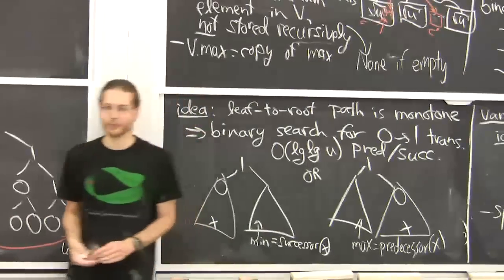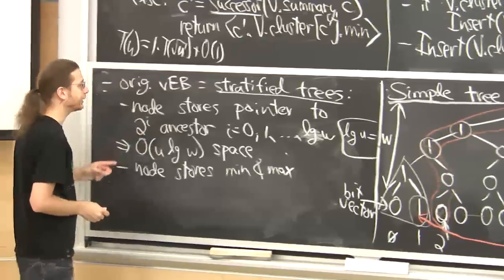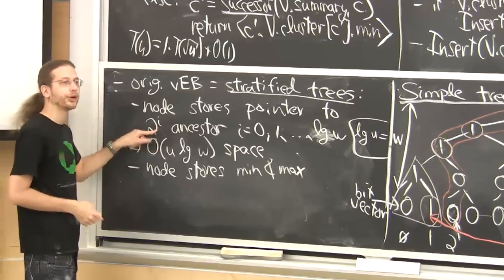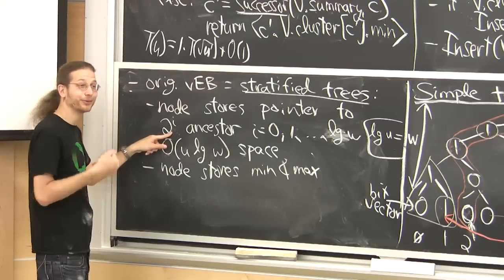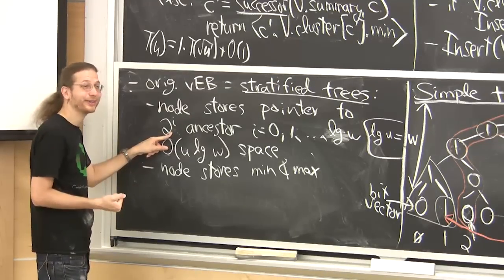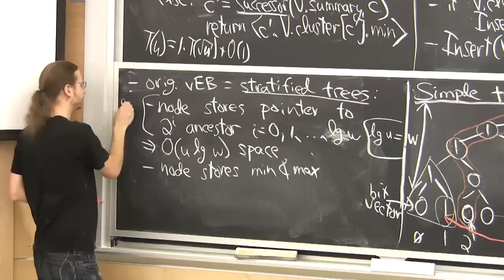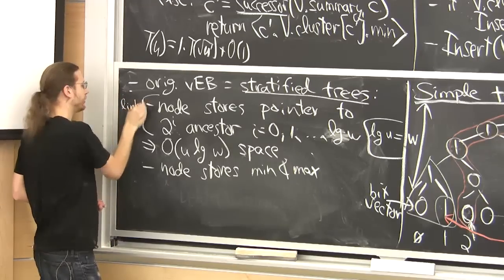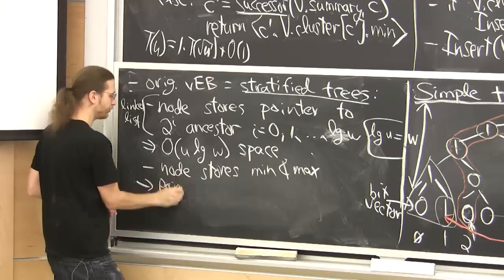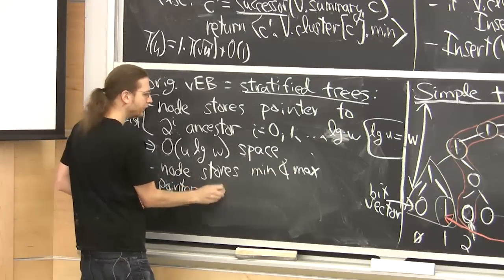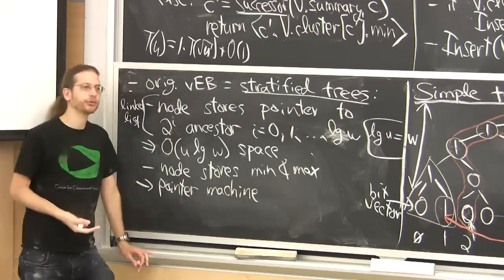Every node knows the min and the max of its subtree. One more thing I was forgetting here: this is a lot of pointers to store, and you can't store them all in one node. In the Van Emde Boas paper, it's stored in an array, but it doesn't really need to be an array. It could just as well be a linked list, and that's how you get pointer machine. So this could be a linked list, and then this whole thing works in pointer machine, which is kind of neat.